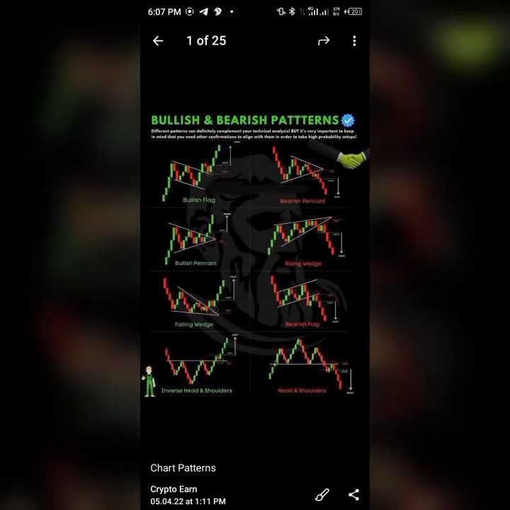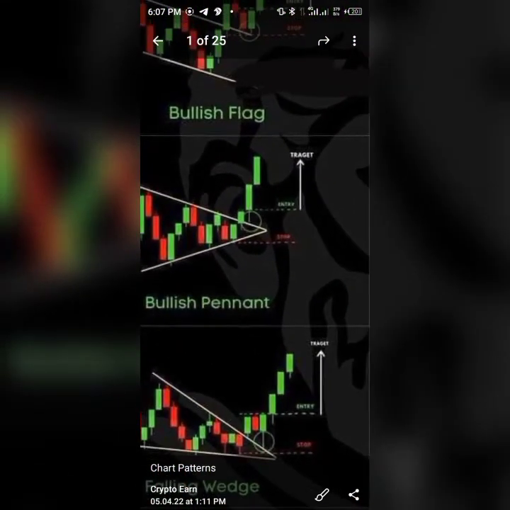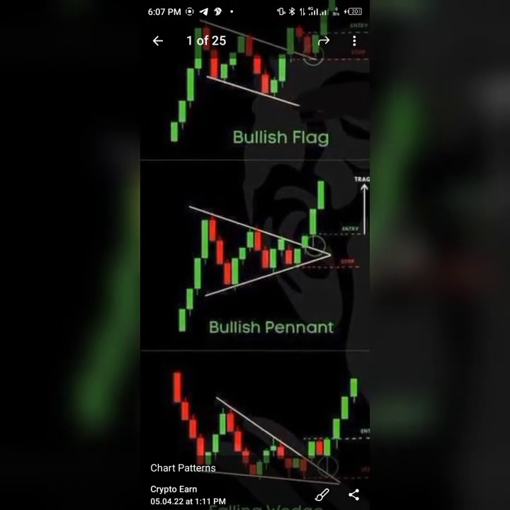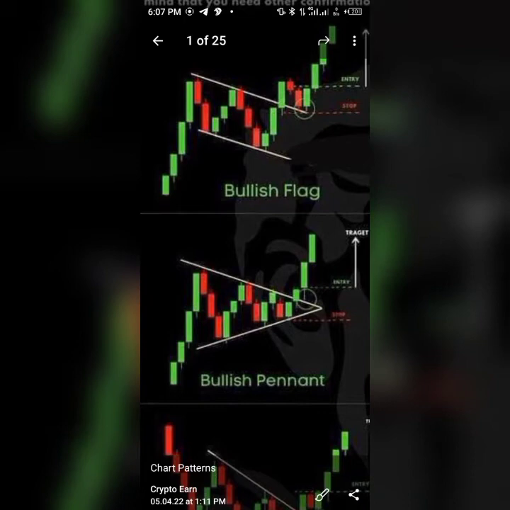Now the next one we see here is the bullish pennant, and the bullish pennant works in the same way as the bullish flag, only that for the bullish flag the candle actually retested the top trend line.